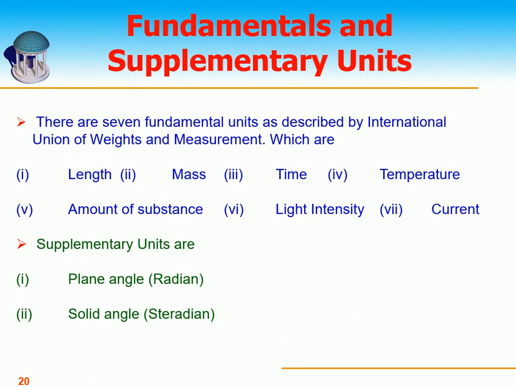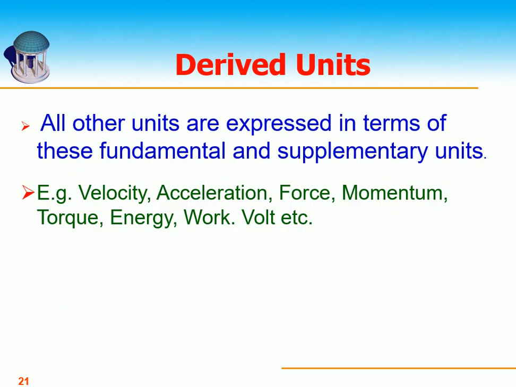Fundamental and supplementary units: of course, you know that there are 7 fundamental units described by the International Union of Weights and Measures, which are length, mass, time, temperature, amount of substance, light intensity, and current. And there are 2 supplementary units, which are put neither in fundamental quantities nor in derived quantities: the plane angle, which is the radian, and the solid angle, which is the steradian. Derived units are all other units, except these supplementary units, represented in terms of the fundamental units, like velocity, acceleration, force, momentum, torque, energy, work, volt, etc.